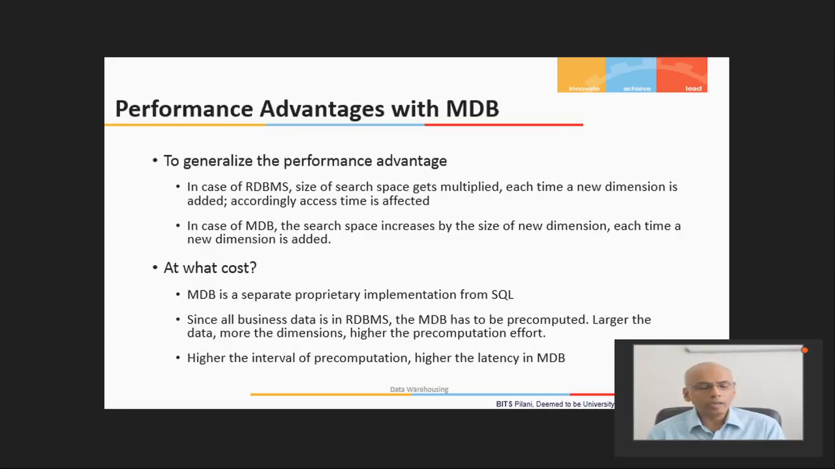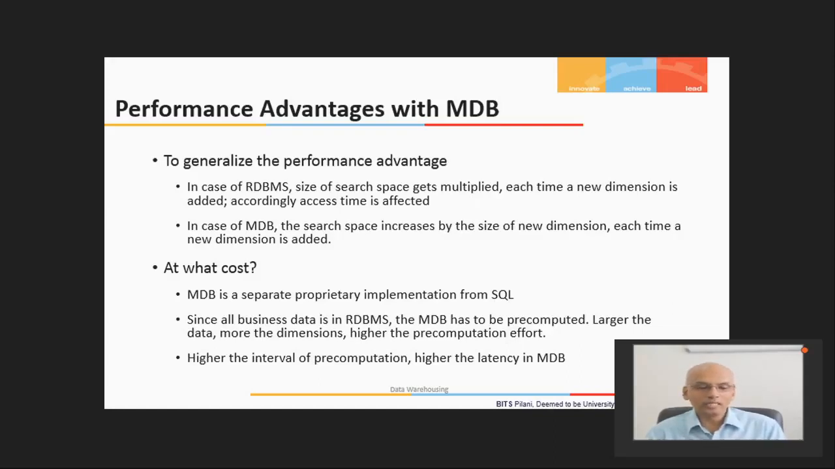But then you know that all the business data is there in RDBMS. That is the best place to keep all the operational data. So what that means is that you have to go to RDBMS and pre-compute the MDB from there. And the larger the data and more the dimensions, you need to spend a lot more effort in doing the pre-computation. So it is not that when the analyst is starting the analysis session, at that time you do the pre-computation. In that case, the analyst may have to wait for 1 hour, which is not reasonable.